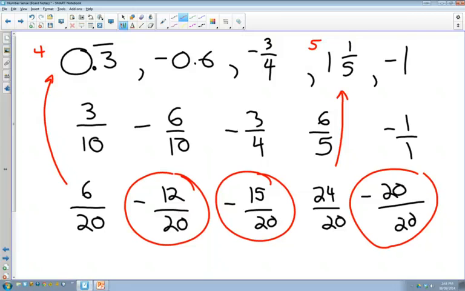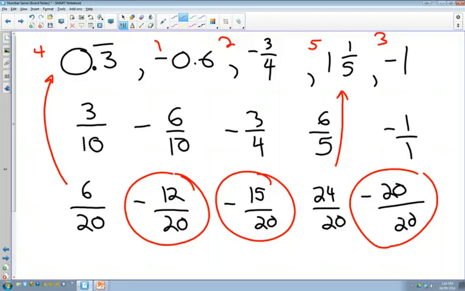What do you think? Okay, but why? Because everything else is way too small. Right. I mean, you can just look at the numbers. 12, 15, 20. 20 over 20 is -1. That's a negative whole number. This is not quite 1, right? Yeah. So then this would be 1, right? This would be 2, and this would be 1, 2, 3. Right? So the order would be -0.6, -3/4, -1, -0.3 repeating, and 1 1/5.